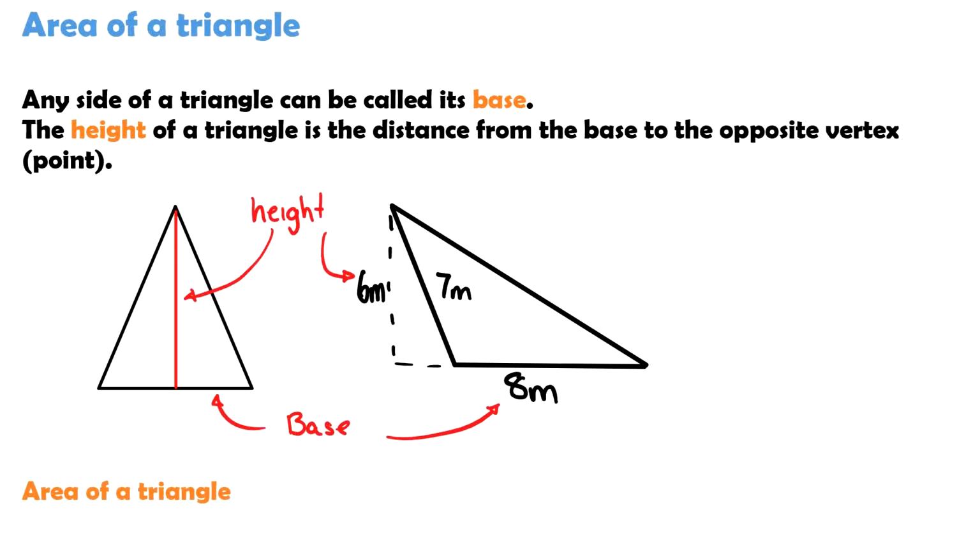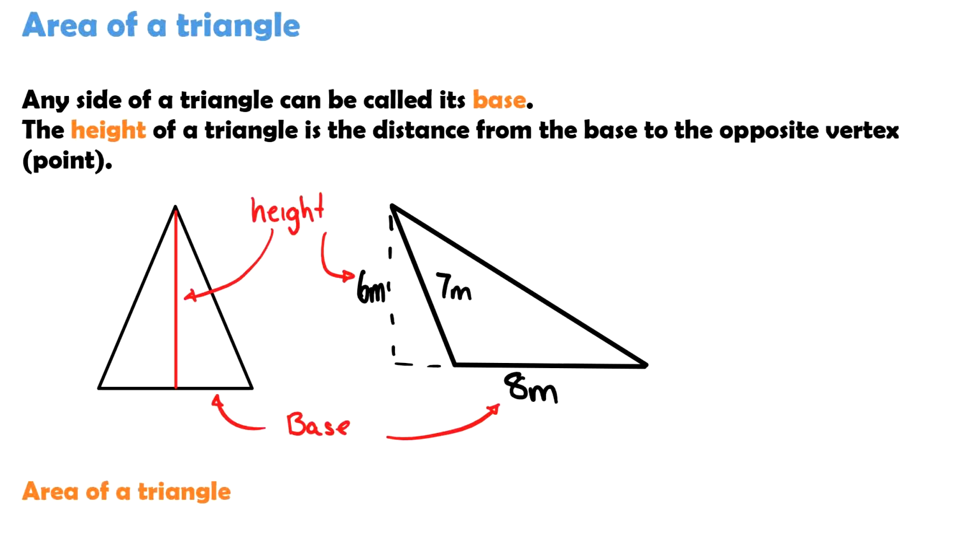In this video, we're covering the area of a triangle this time. So any side of the triangle can be called its base, and the height of a triangle is the distance from that base to the opposite vertex. Now, a vertex is just the name for a point. So you can see two triangles there.